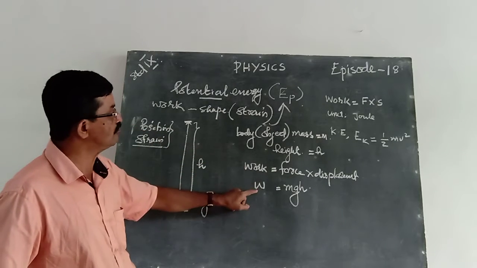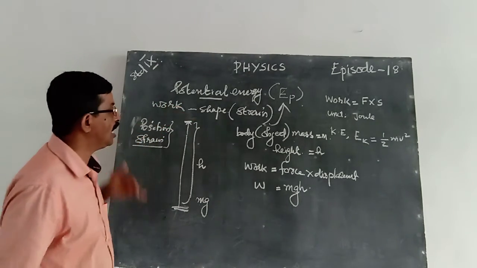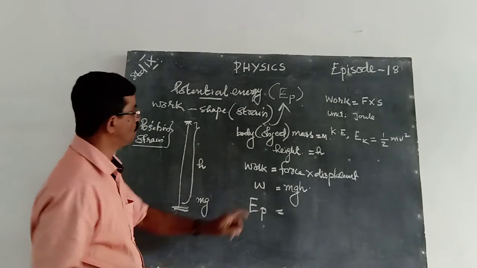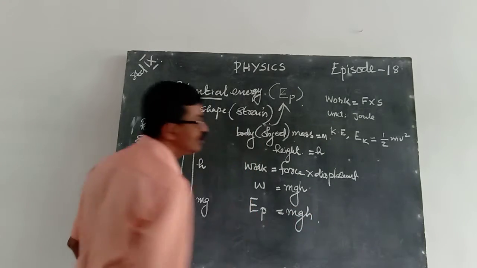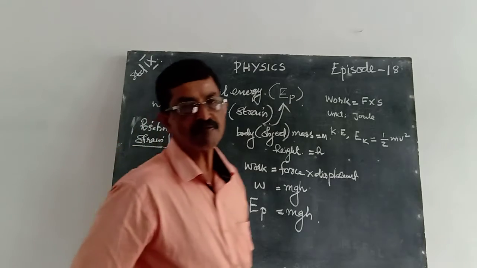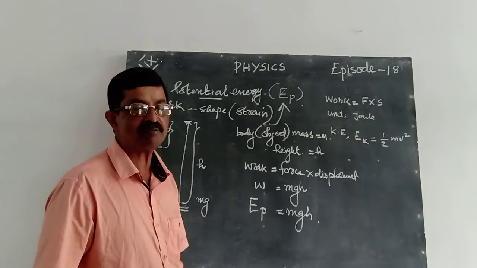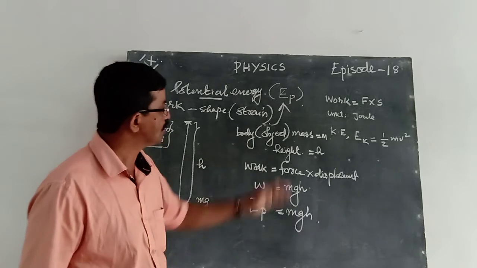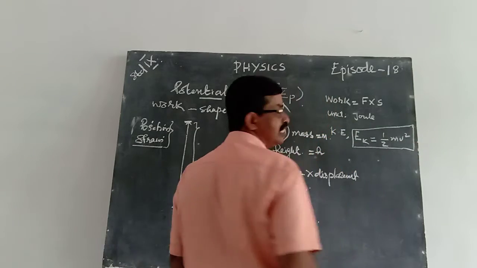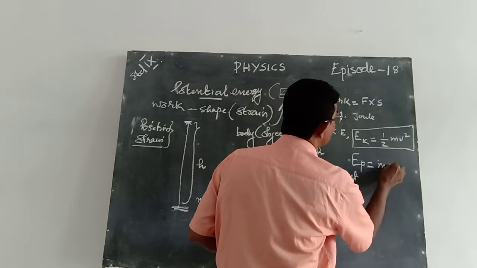Here you see the work done W is equal to mgh. This work is now stored in the form of energy, and it is called potential energy, that is EP. E is for energy, P for potential. So potential energy is equal to mgh. A body at a height h from the surface of the earth possesses EP equal to mgh, that much potential energy. So we got another relation to calculate potential energy. Before, we got the relation to calculate kinetic energy. Now for potential energy, EP is equal to mgh.